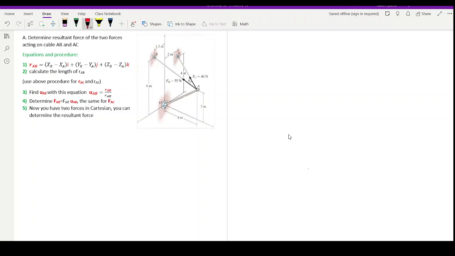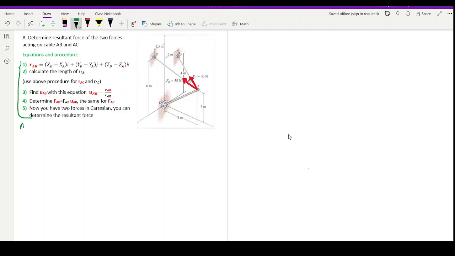The resultant force of the two forces acting on cable AB and cable AC. I have presented the procedure for you in this left column. To find the resultant force, first we need to write each force in Cartesian format, and to do so, first we have to write the vector that each force is acting on in Cartesian format. That being said, we have to write first the position vector for AB and the position vector for AC.